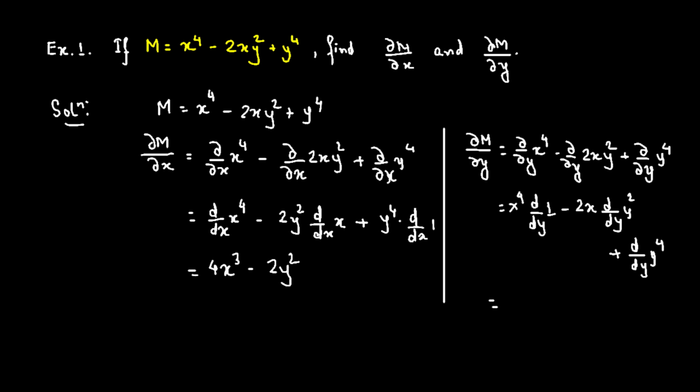The first term is going to be 0 because differentiation of a constant is 0. The second term we have negative 2x times differentiation of y^2 with respect to y, which is 2y, plus differentiation of y^4 in the third term with respect to y gives 4y^3. We rearrange it and that should give us 4y^3 - 4xy.